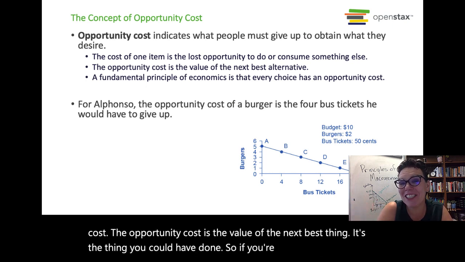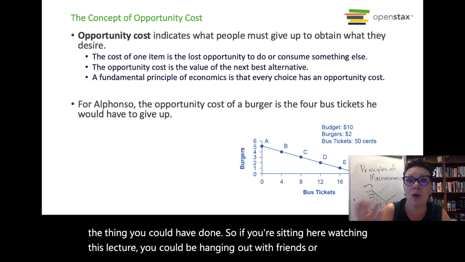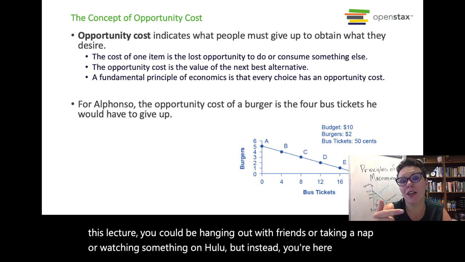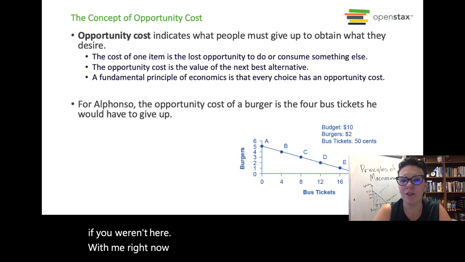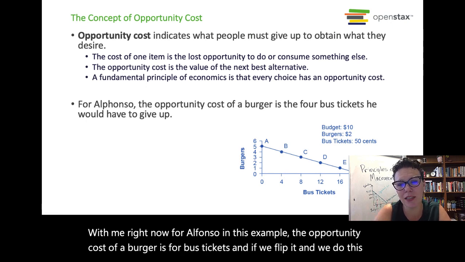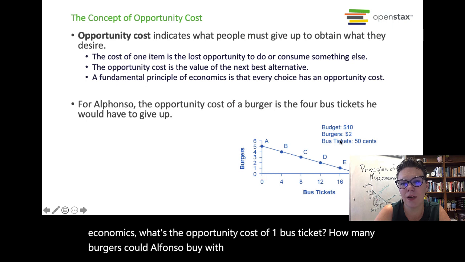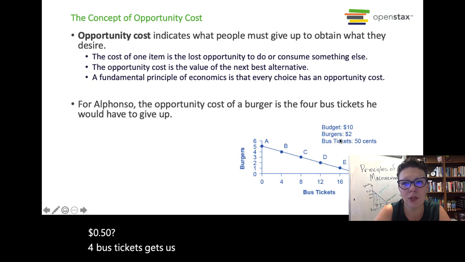So if you're sitting here watching this lecture, you could be hanging out with friends or taking a nap or watching something on Hulu. But instead you're here. And so your opportunity cost is what you would have done with your time if you weren't here with me right now. For Alfonso, in this example, the opportunity cost of a burger is 4 bus tickets. And if we flip it and we do this in economics, what's the opportunity cost of 1 bus ticket? How many burgers could Alfonso buy with 1 bus ticket? Well, a bus ticket is 50 cents. 4 bus tickets gets us 1 $2 burger.